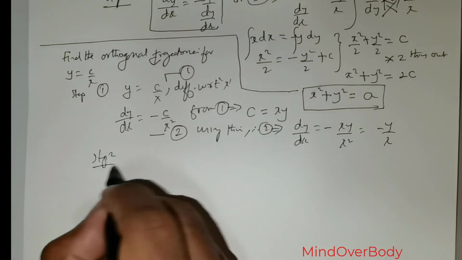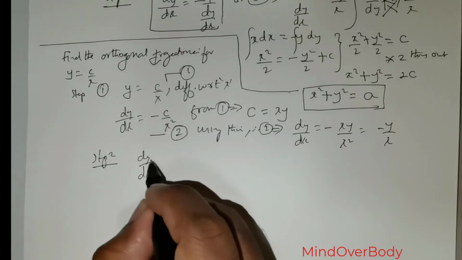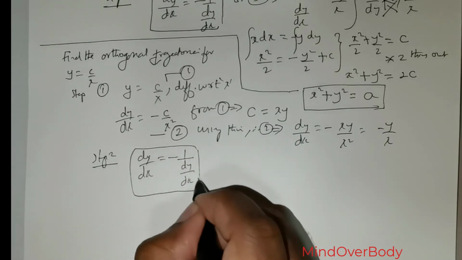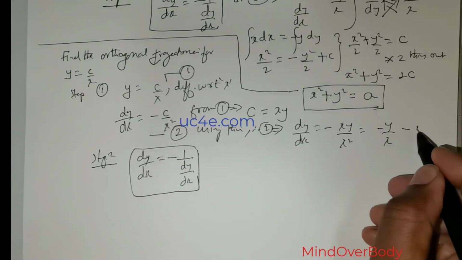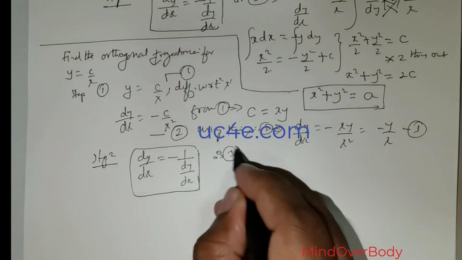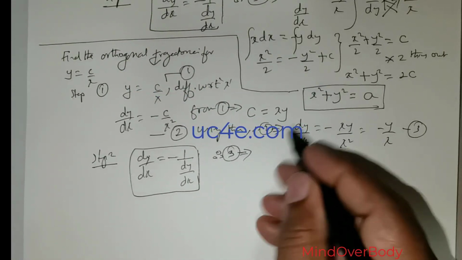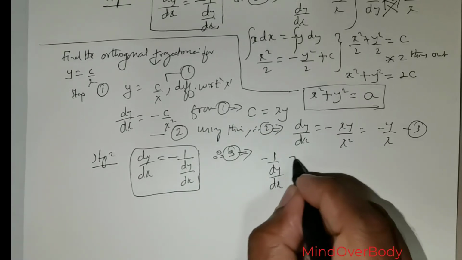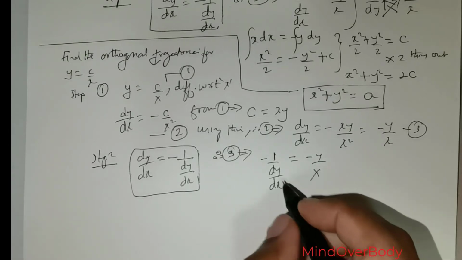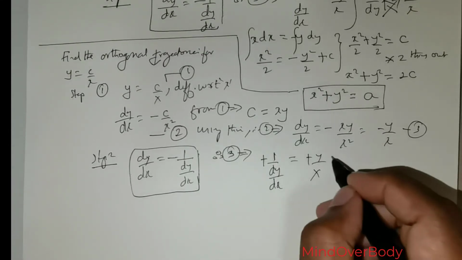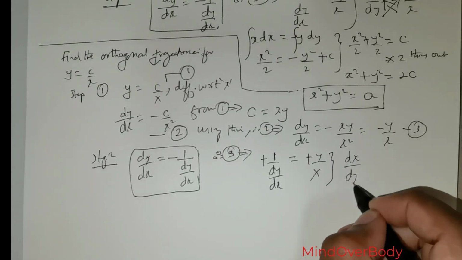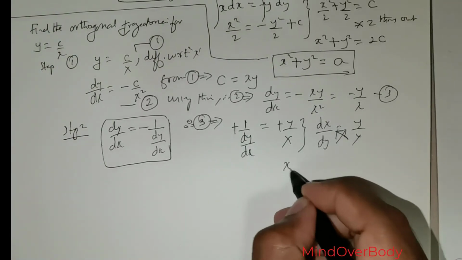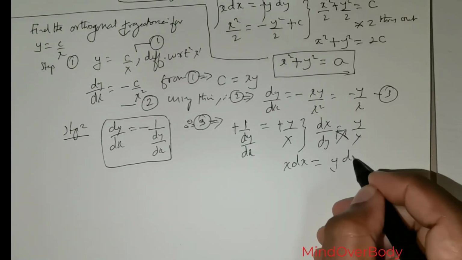So coming to step 2, we take dy over dx to be negative 1 over dy over dx. So this is a substitution that we will follow. Now if I take this as 3, I can rewrite 3 as negative 1 over dy over dx is equal to negative y over x. So this will become positive. I can flip and rewrite it as dx over dy is equal to y over x. I can separate the variables, so this is going to be x times dx is equal to y times dy.